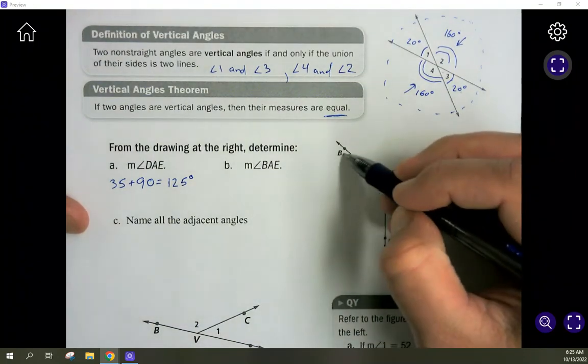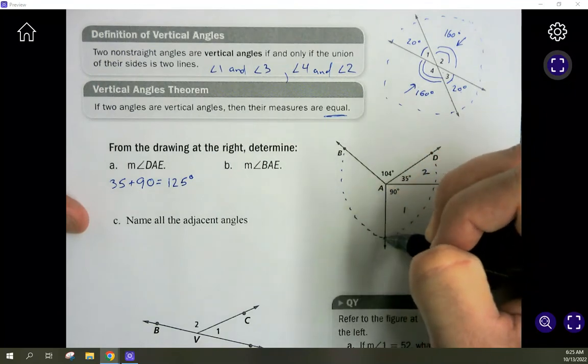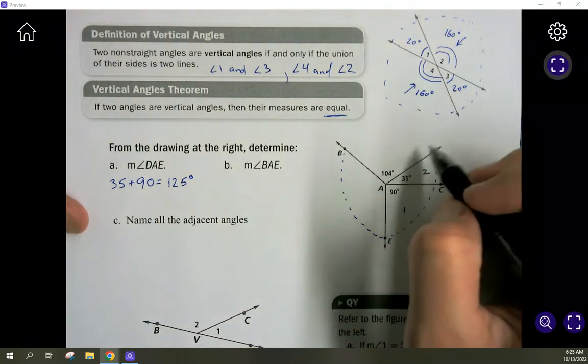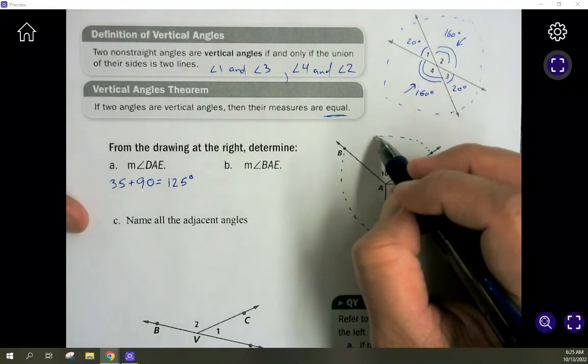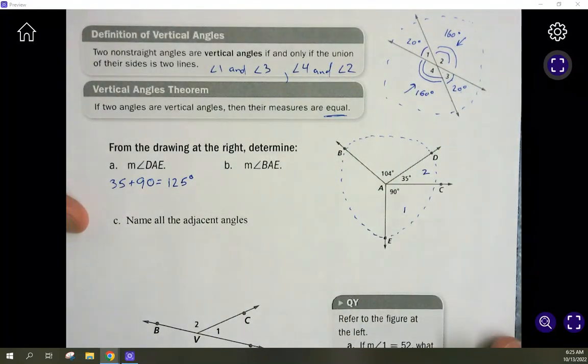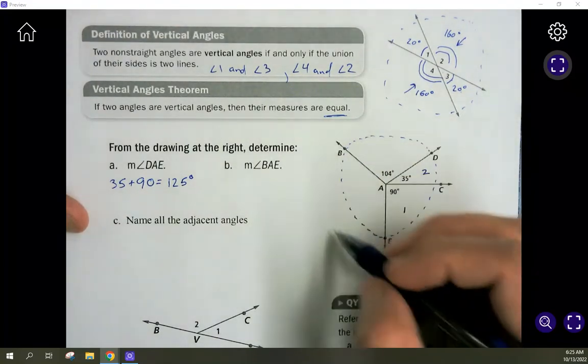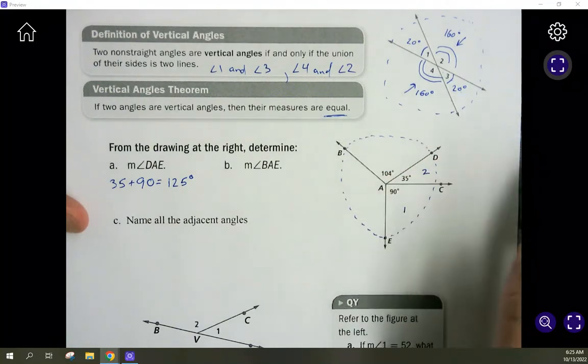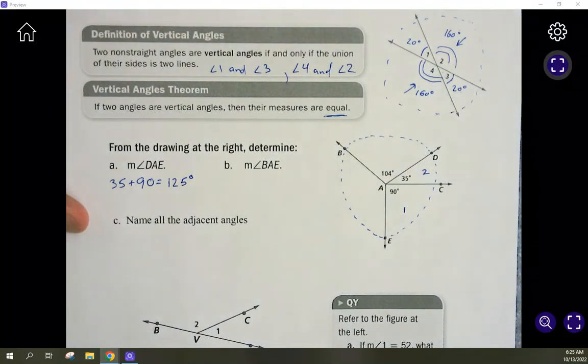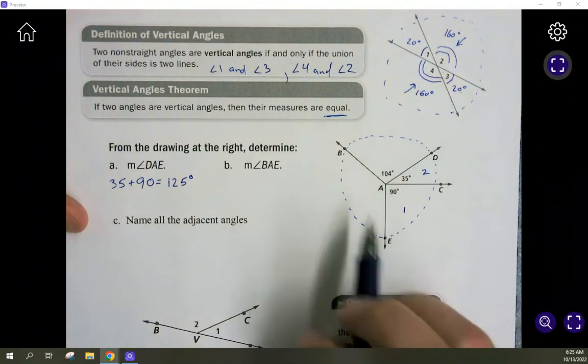BAE. How in the world am I going to find that? Well, I know my dots here don't make it look like a perfect circle, but this is a full circle. This whole thing is going to have to equal 360 degrees. And this is the only one I'm missing.